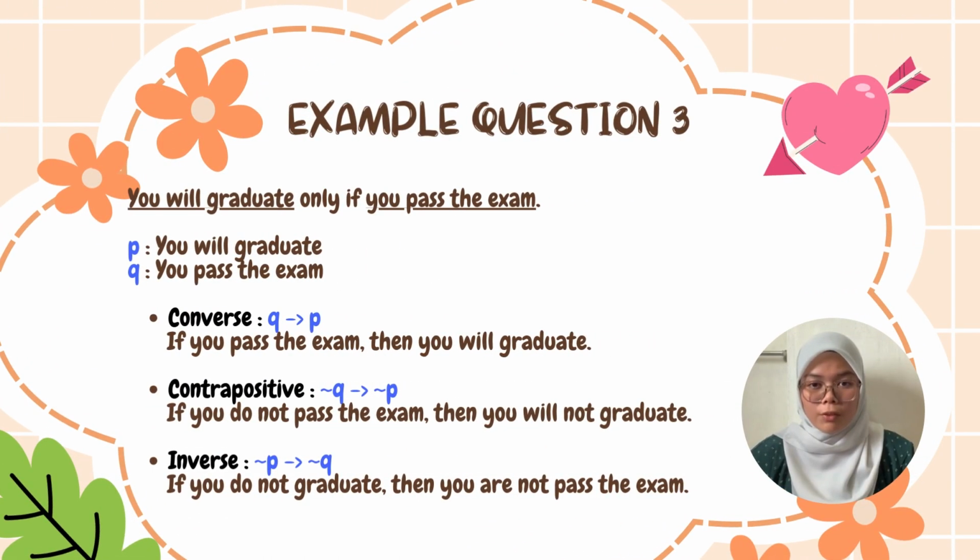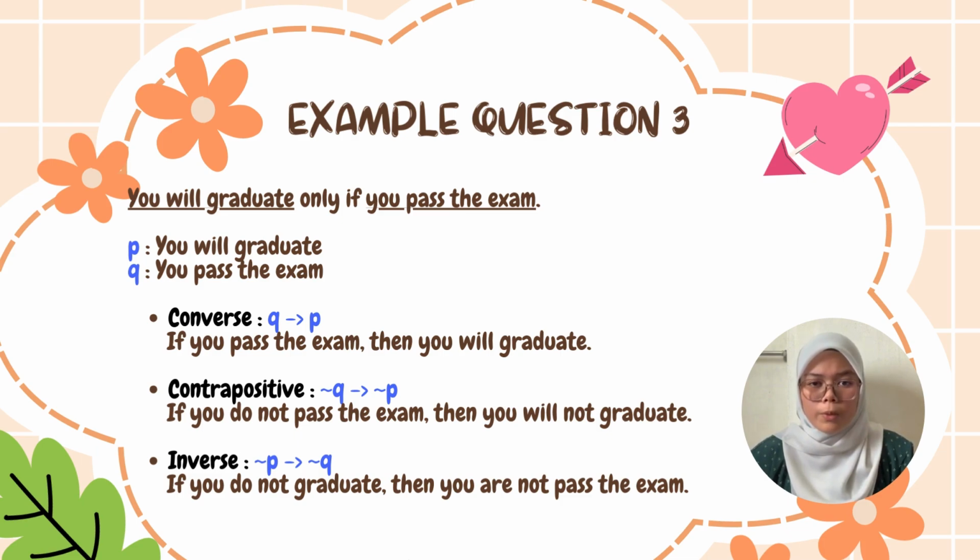So for example 3, you will graduate only if you pass the exam, where "you will graduate" is P and "you pass the exam" is Q. So for the converse, if Q then P: if you pass the exam, then you will graduate.